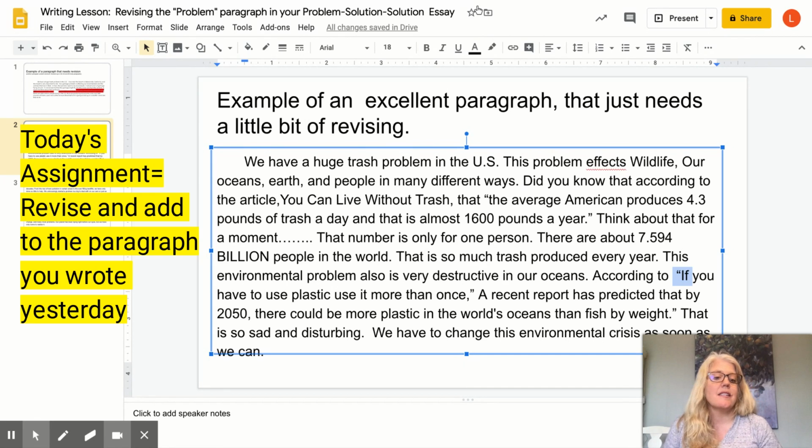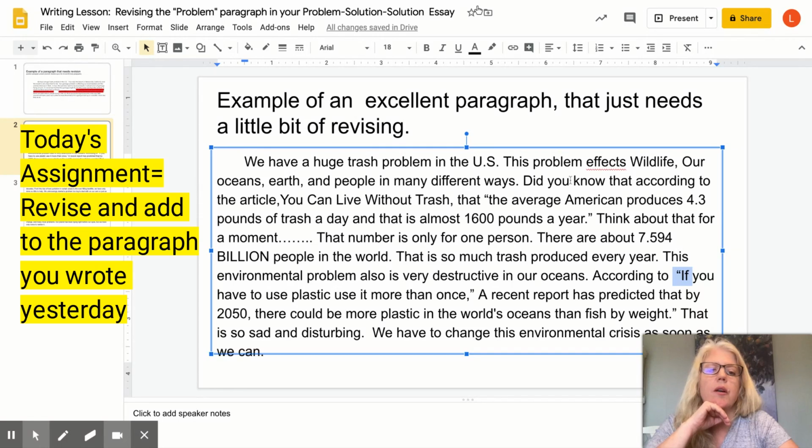This is an excellent example, and the student did many things right. So let's go ahead and read it. Whenever I'm revising or editing, I always read the paragraph back out loud because it helps me to hear and to know that I'm not skimming. It helps me to slow down. So we have a huge trash problem in the US. He used the topic sentence that was provided. This problem affects wildlife, our oceans, earth, and people in many different ways. So that's a good sentence, that it affects people, wildlife, the oceans, earth, and in many ways.